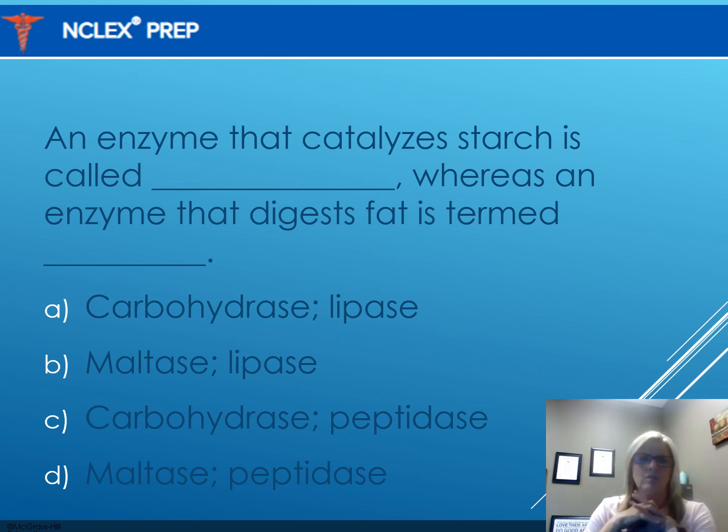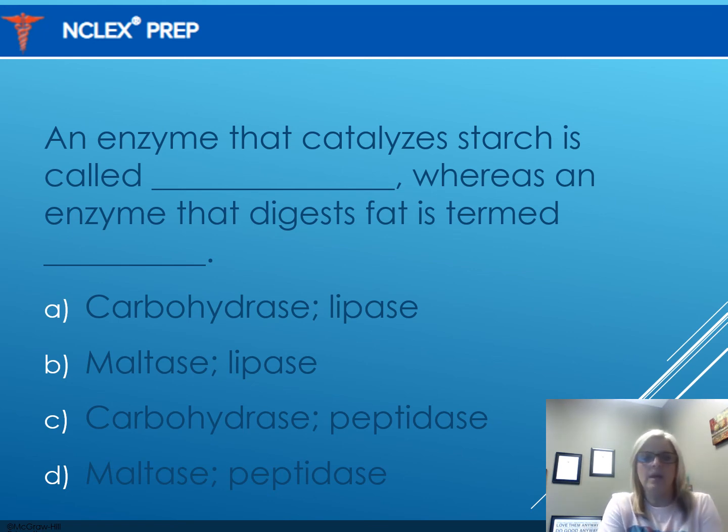Here's another really good NCLEX prep practice question. This is good for reviewing material, but it also helps with many of those entrance exams that you're going to have, and you can really see why this information is so important. Okay. All right, so an enzyme that catalyzes starch is called what? Whereas an enzyme that digests fat is termed what? If you just stop and think about these, it's going to help make sense. You can at least eliminate some. Okay, so pause. Come up with your answer.